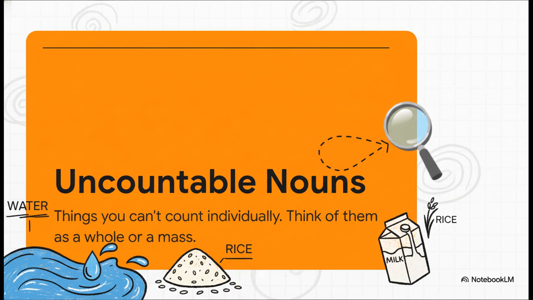Okay, first up, uncountable nouns. These are things you can't really count individually. They're more like a big blob or a mass. Think about stuff like water, rice, or milk. You don't say, "I'll have 2 waters," right? You think of it as a whole thing.